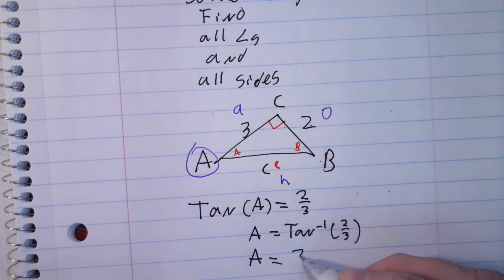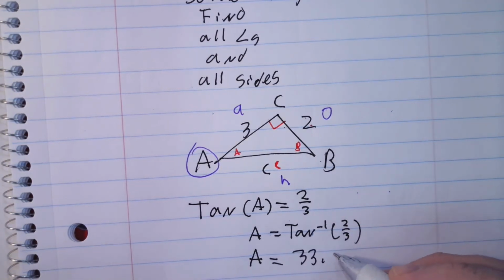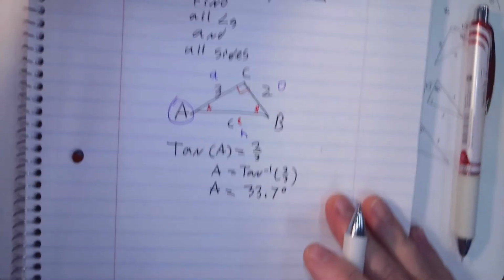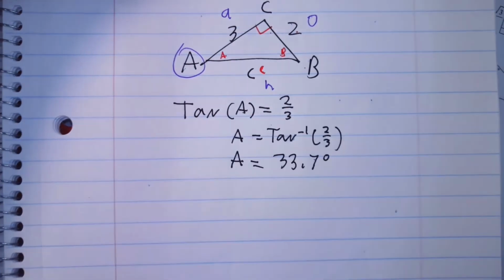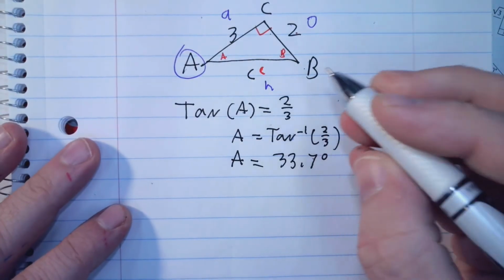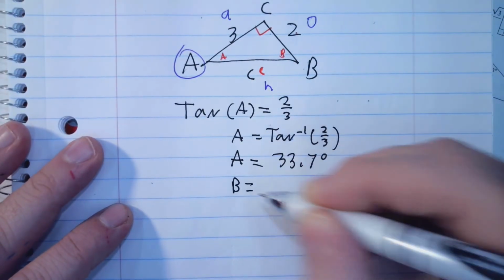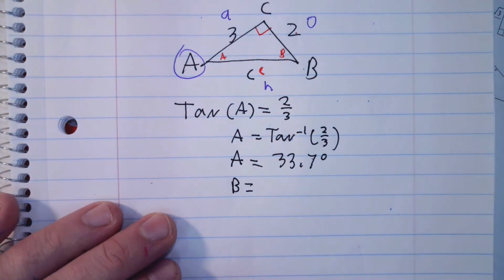It looks to me like I got 33.7 degrees. Make sure you put degrees so you know that you're finding an angle. Okay, so I found my angle. How would I find angle B, but I don't want to do trig this time? How would I find angle B without using trig?